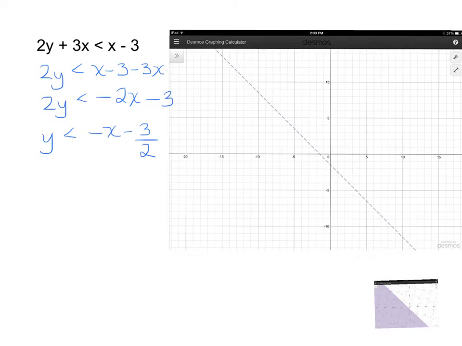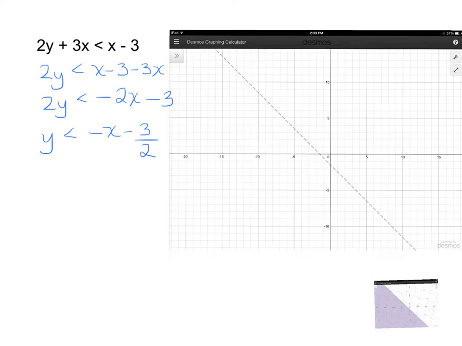And the reason is when it's less than or equal to or greater than or equal to, the boundary line points are a part of the solution. And when it's just less than or greater than, the points that are on the boundary line are not a part of the solution. The problem here is that your calculator doesn't know the difference. So you have to know the difference.